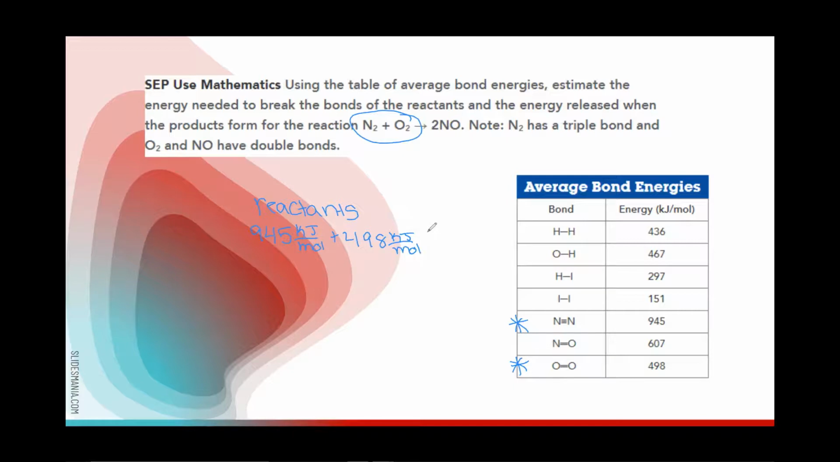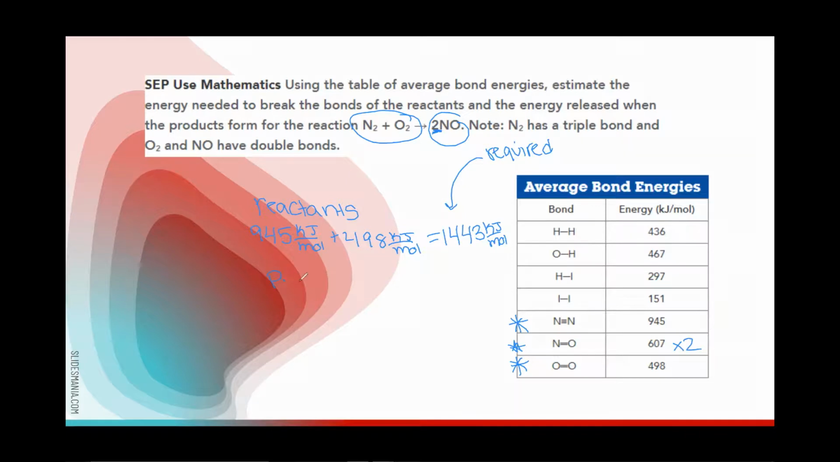945 plus 498. So the energy required is 1,443 kilojoules per mole. So this is required to break bonds. Okay, let's look at NO. Notice that we have 2 of them. So when we look at this NO, we need to show that there are going to be 2 of them, because we don't have just 1 molecule of nitrogen monoxide, we have 2.